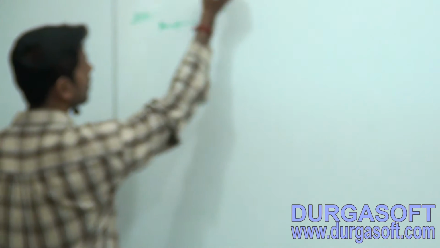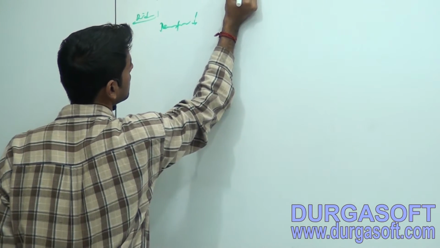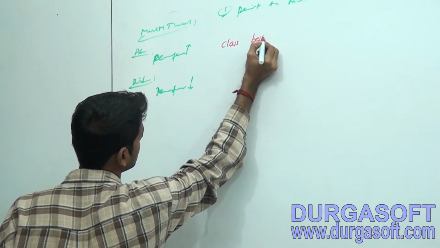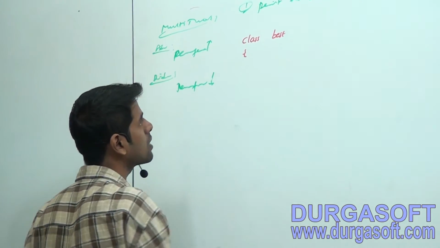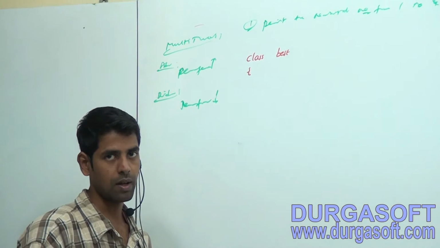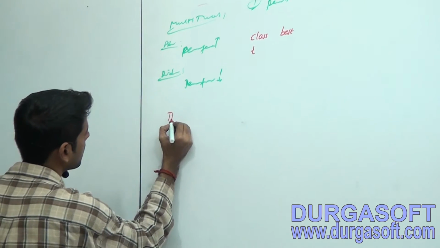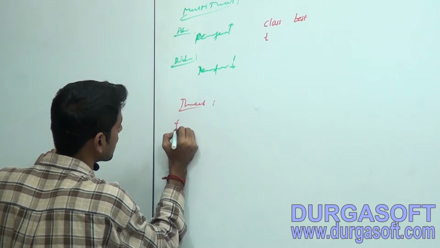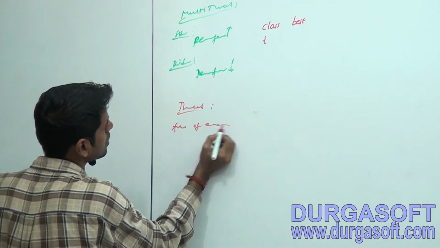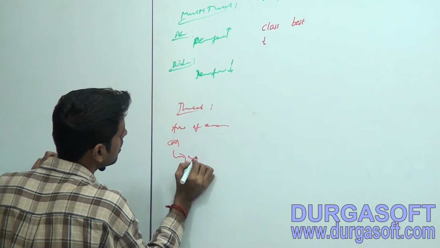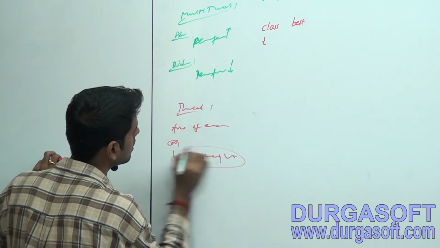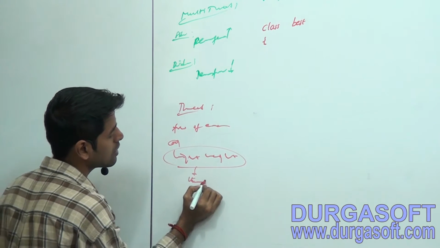Now take one class called Test. Getting? What is a thread? A thread is a flow of execution or a lightweight process. Lightweight means occupying less memory.